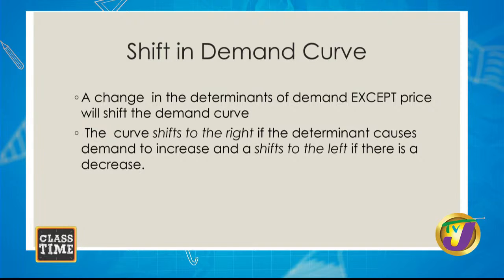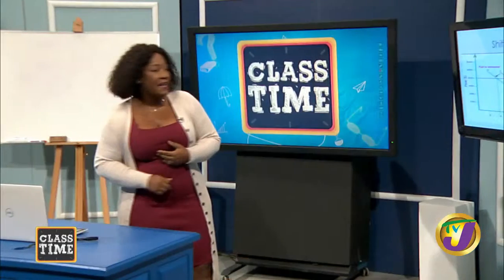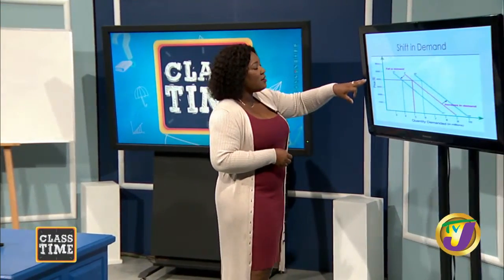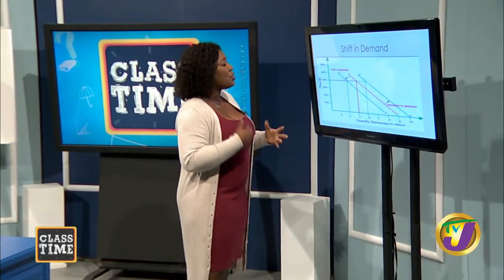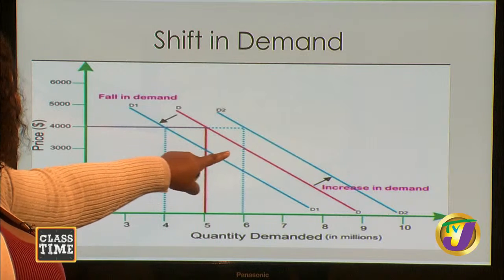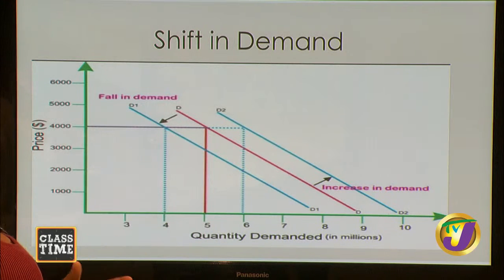So these determinants are the factors that we looked at prior to this. If one factor like income would cause an increase in demand, the curve itself would shift to the right. As you'll see in the diagram here, once these determinants impact the curve, we will have a change in position. The curve will shift to the right if these determinants cause an increase, and shift to the left if these factors cause a decrease. So an increase would move to the right and a decrease would move to the left.